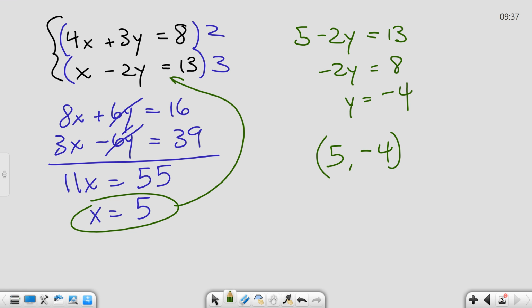Now, this is a quiz question. If I get done early, I've got some time. How do I know that's the correct answer? I heard somebody say it. Plug them back in. If I plug 5 and negative 4 into the top equation, it should work. If I plug 5 and negative 4 into the bottom equation, it should work.